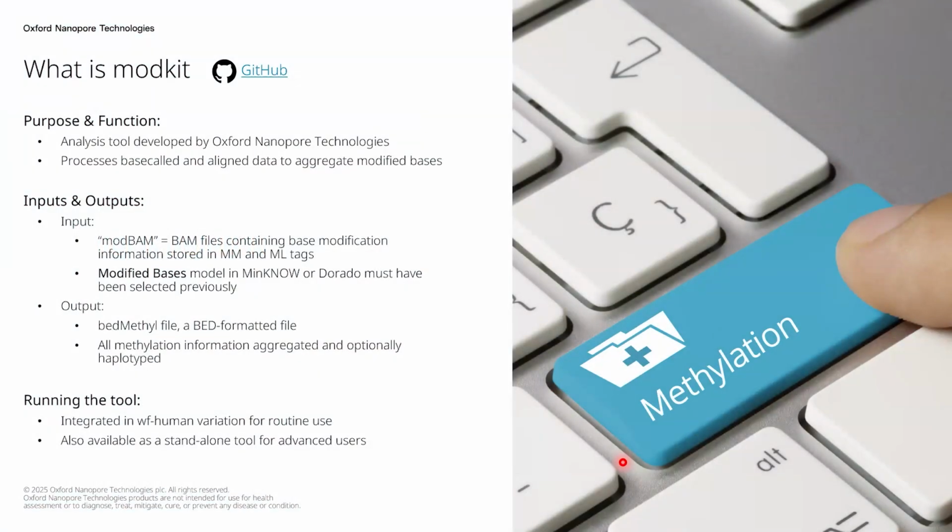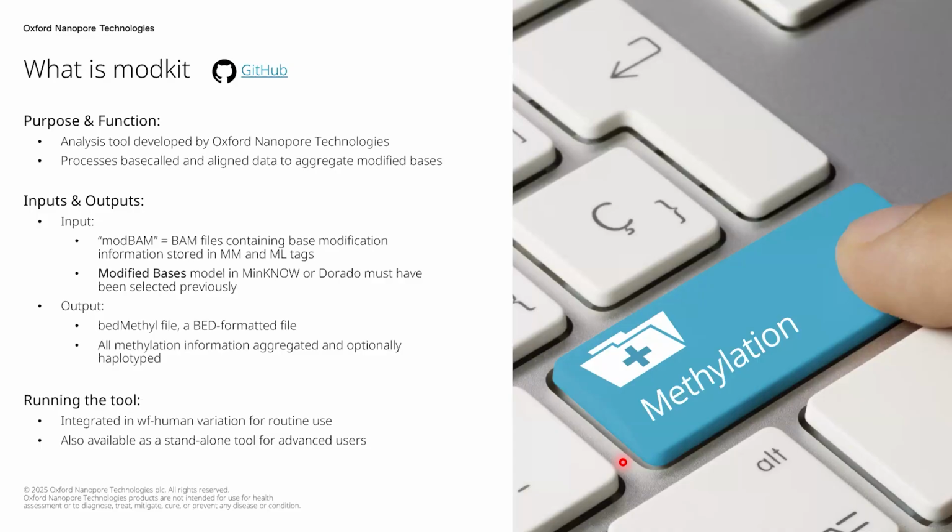So ModKit, again, is going to take in what we've called a mod BAM file in the past, but it's basically just a BAM file with MM and ML tags with that modified base calling information. Again, I think Shoni's probably showed you that in our Minnow software, it's really just toggling a button in Minnow, and now modified base calling is turned on. So this is going to be helping you analyze that data.